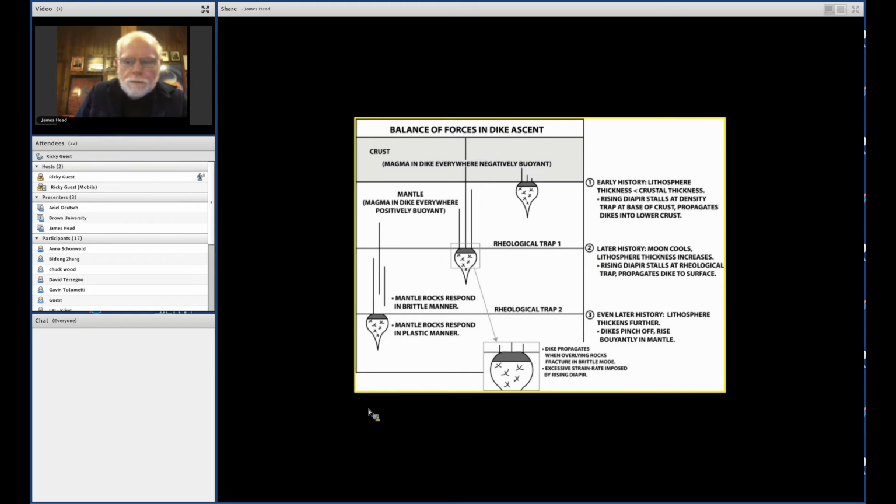But early in the history, the lithospheric thickness, as you can see in number 1 there, should be less than the crustal thickness. So the rising diapir stalls at a density trap. Moving on then, as the moon cools down and the lithosphere thickens to below the crust into the mantle, the buoyant magmas and these diapirs will rise to a rheological trap. That rheological trap will indeed get deeper with time. And so you can see the consequences here.